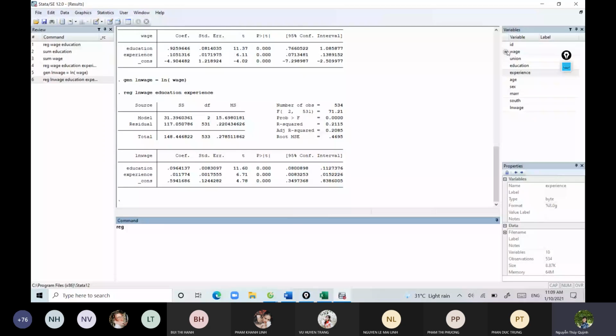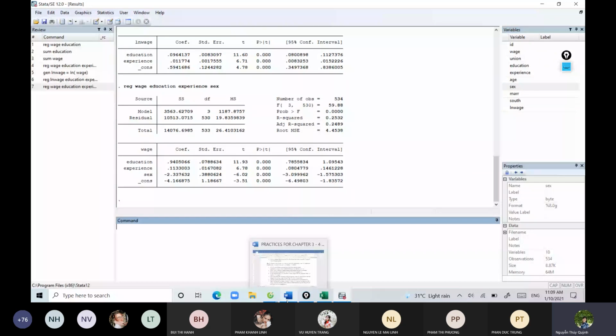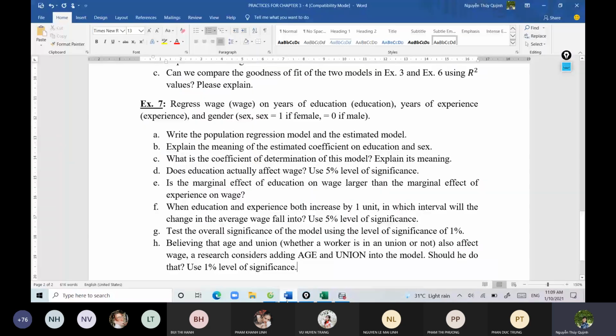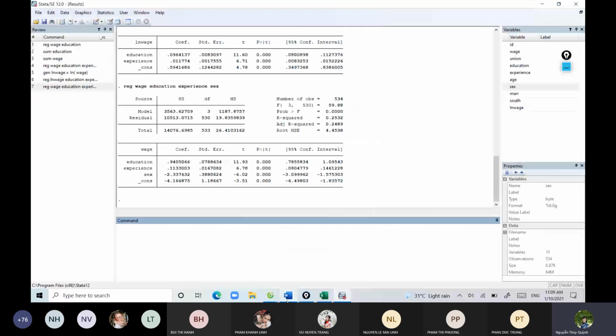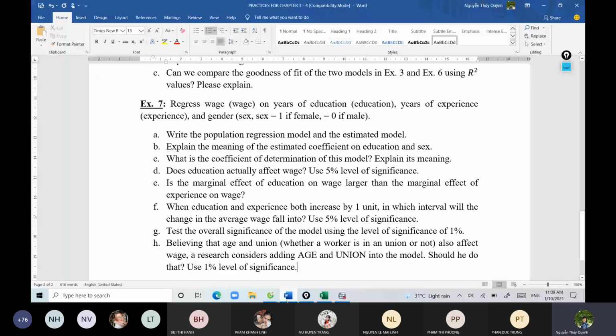For sex equal to 1, it is a female, and sex equal to 0 is a male worker. All right. Now, just write the population regression model and the estimated model. That one is quite easy, right? You know the dependent variable, you know the independent variables, then you can write down the population regression model and the estimated model based on the estimation output obtained from Stata. Okay, that one is easy.